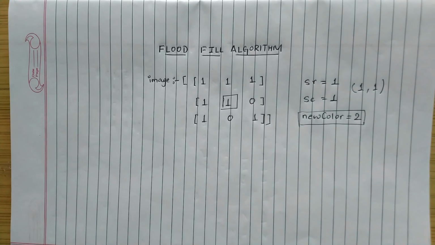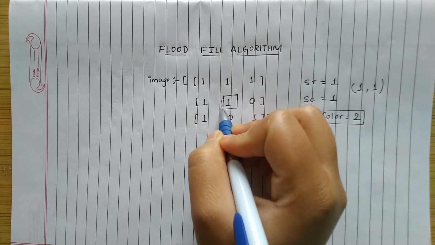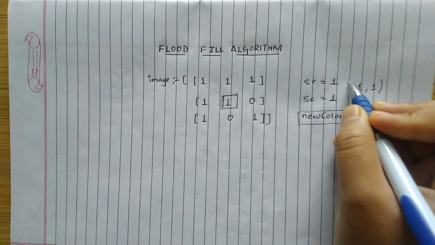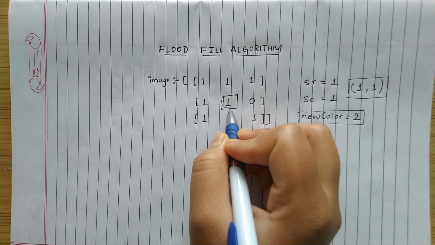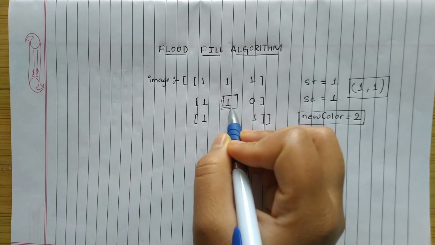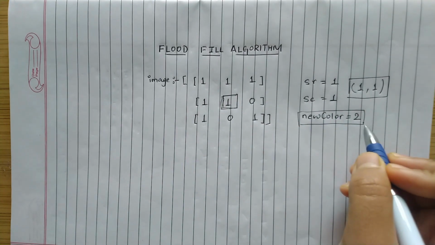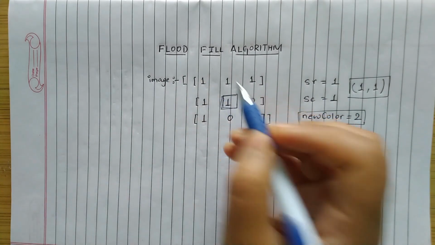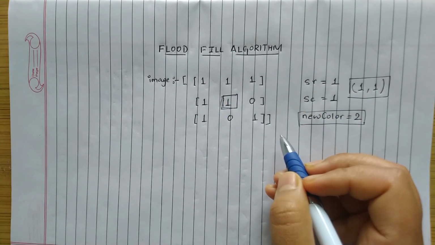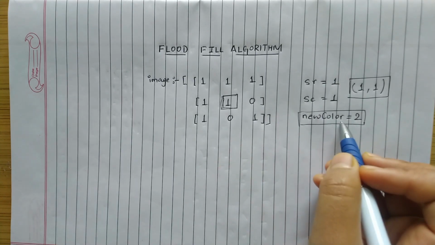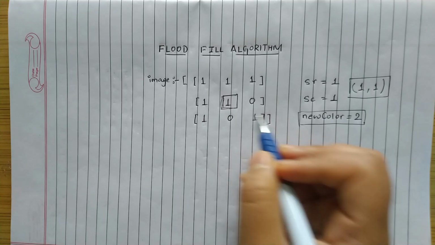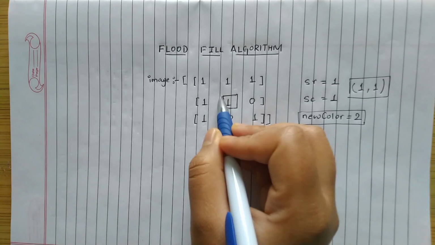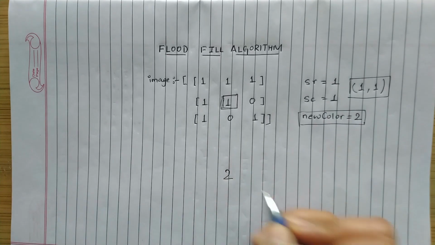First of all we go to the place where we have to start, and at that place the first thing we have to do is check if it is equal to the new color or not. If it is already equal to the new color, that means we do not really have to do anything and just return the image. This is the base case of this problem, and this is very important to note as well. If it is not equal to the new color, that means we are filling a new color. So we will first replace the starting pixel with 2, so we will have 2 in the middle.